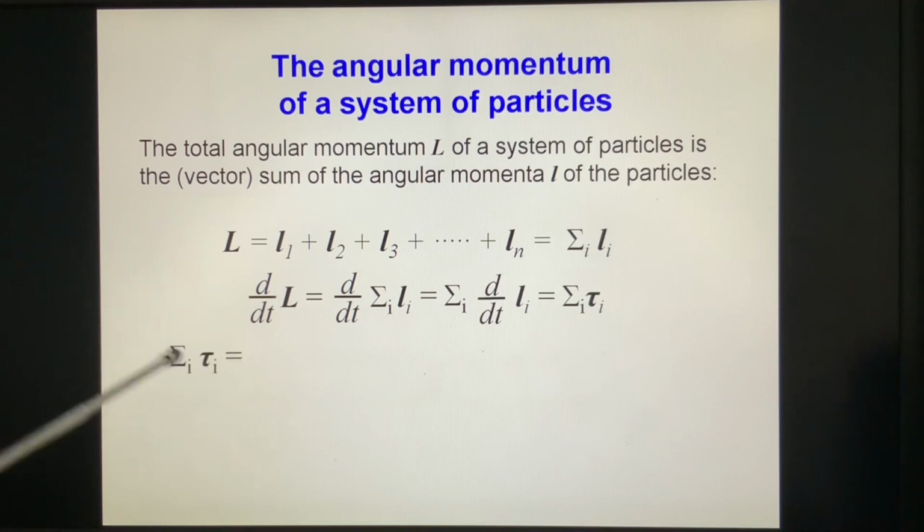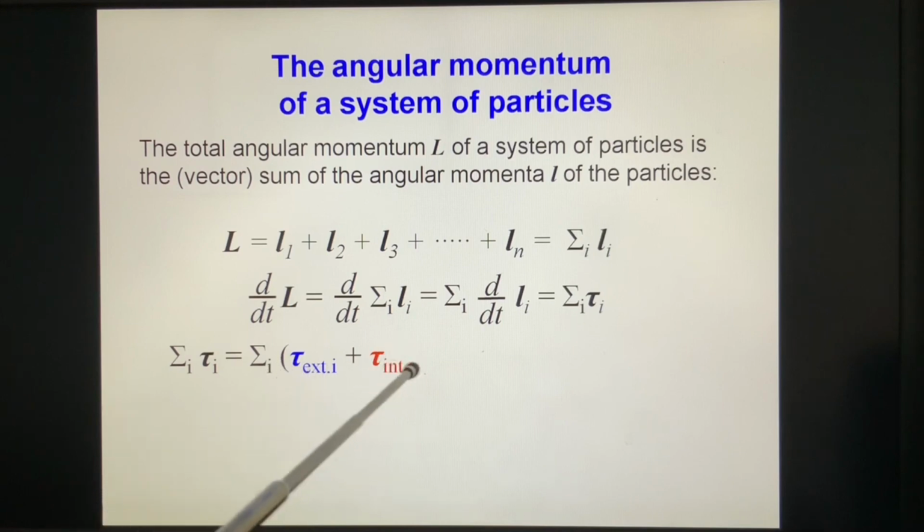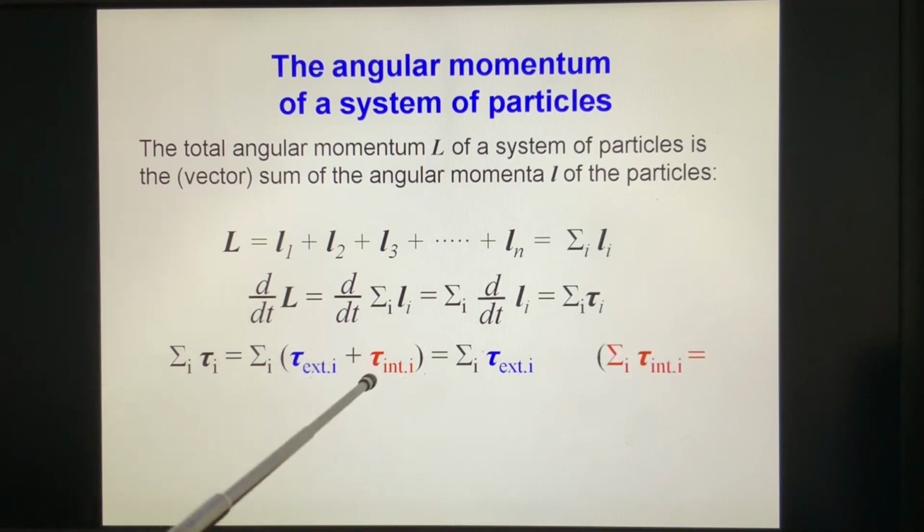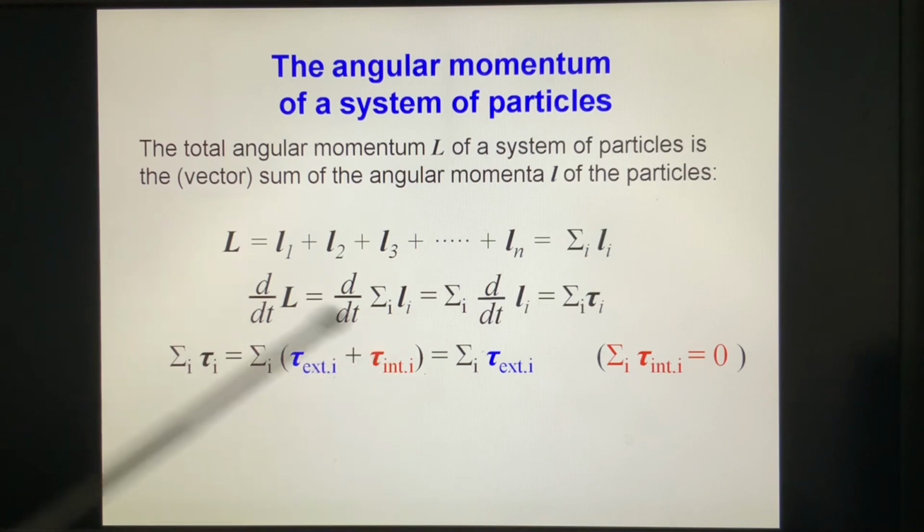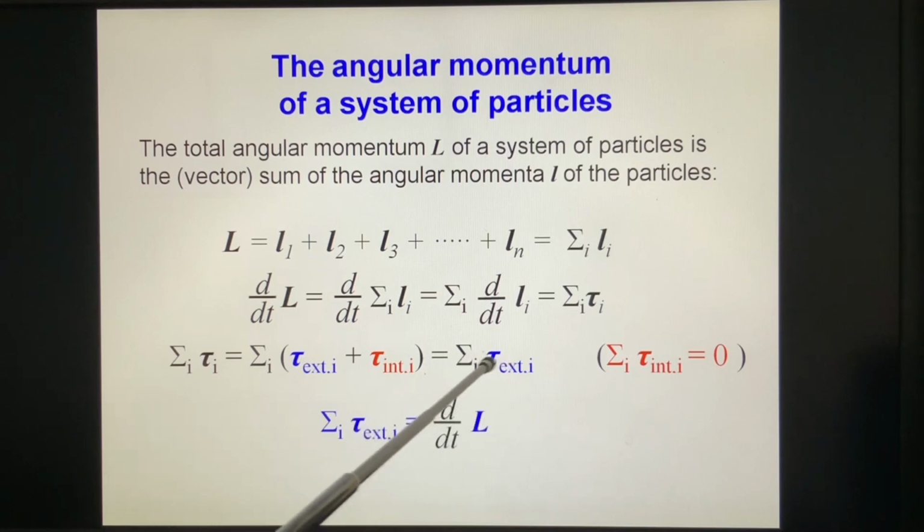The torque can include two parts: one is the external force torque, and one is the internal force torque. And we find that the sum of the internal torque equals 0. Why? Because forces always appear in pairs, and the torques put together are 0. So combining these two, we get the sum of the external torque equals dL/dt.